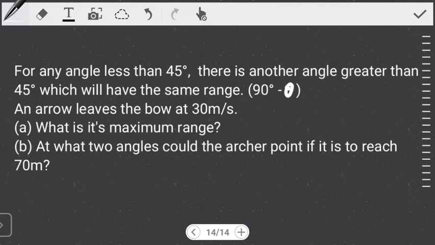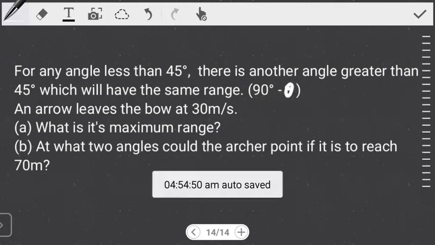Well, it starts with a statement. The statement says, for any angle less than 45 degrees, there is another angle greater than 45 degrees, which will have the same range. And to find that second angle, from 90 degrees, subtract that angle which is less than 45 degrees. That's quite plain and easy to understand.